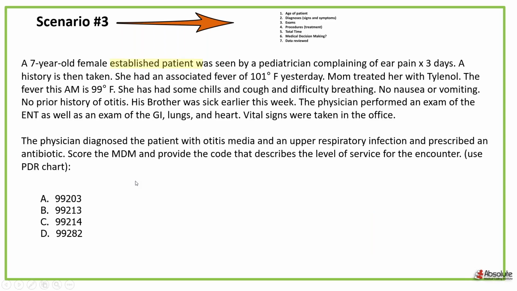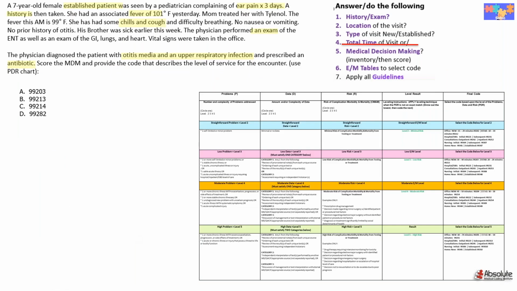Now let's highlight keywords for this scenario. The patient is an established patient complaining of ear pain for 3 days. A history is taken. Patient is having a fever of 101 degrees Fahrenheit, and she had cough and chills, and the physician performed an exam of the ENT, and the physician has diagnosed the patient with otitis media and upper respiratory infection, and also prescribed an antibiotic. So that's all we have.